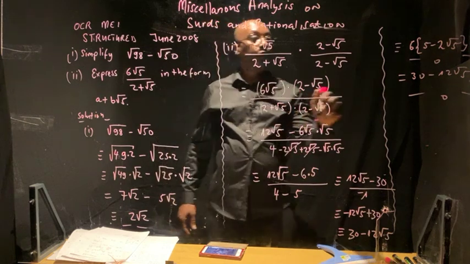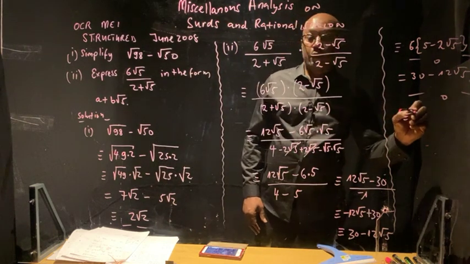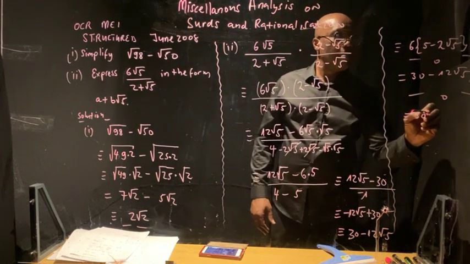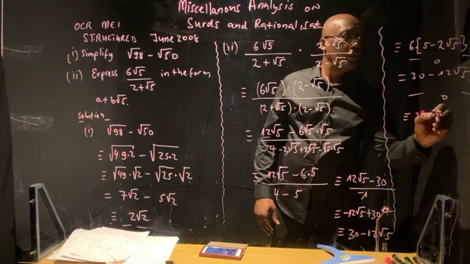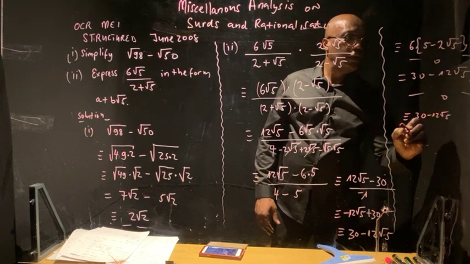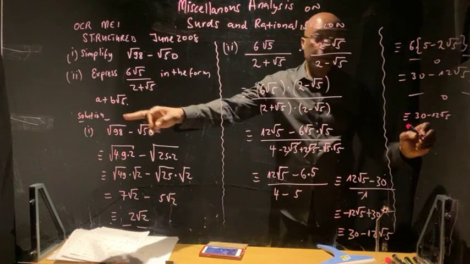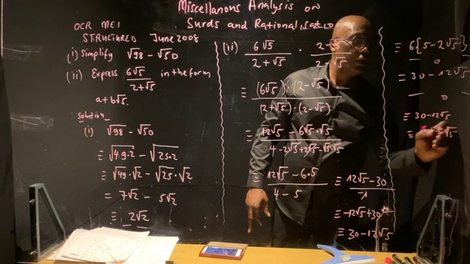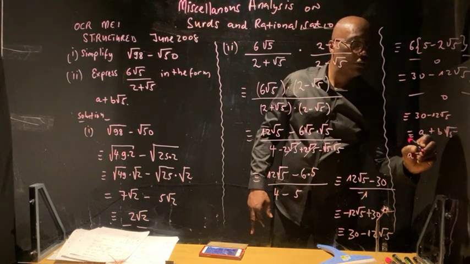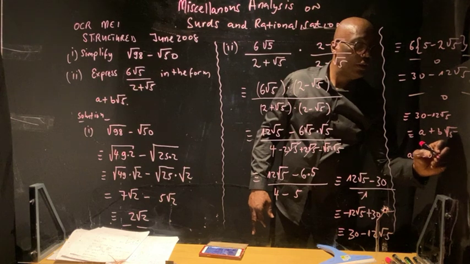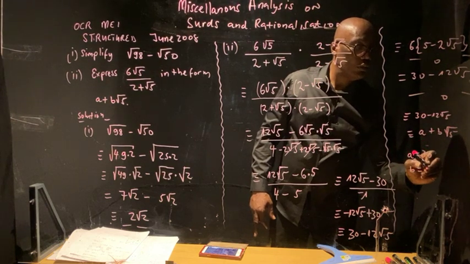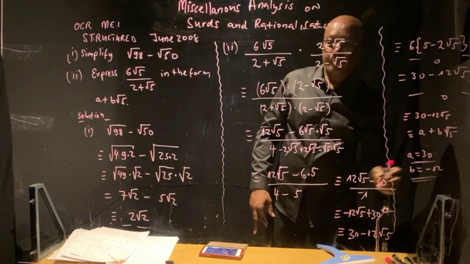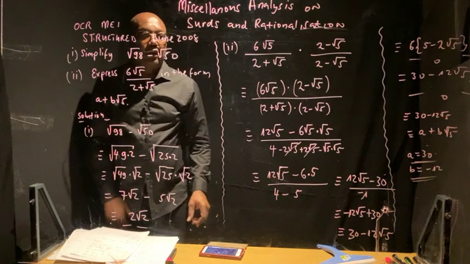So if you compare this one, 30 minus 12 root 5, being identical to a plus b root 5, it indicates that a is equal to 30, whilst b is equal to minus 12. That should be the final answer.